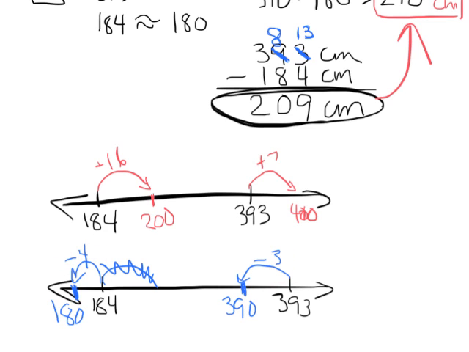While rounding to the nearest 100, this guy got revised or bumped up by 16, and this guy got bumped up by 7. So the fact that they're getting moved by so much means this estimation is going to be a little less accurate than this one.